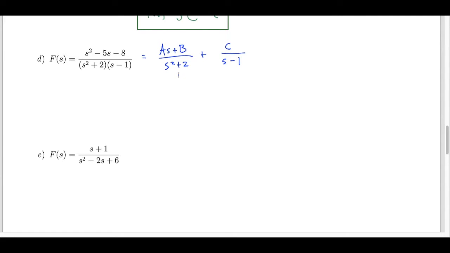If I have an irreducible polynomial as one of the factors in my denominator, then when I go to break that fraction up, the numerator of the new isolated fraction will be a general polynomial of degree 1 less. So in this case, I have s squared plus 2, so my numerator has to be a general linear polynomial. And then this linear factor, s minus 1, will yield one fraction as usual. Let me go ahead and work through the details of that partial fraction decomposition.